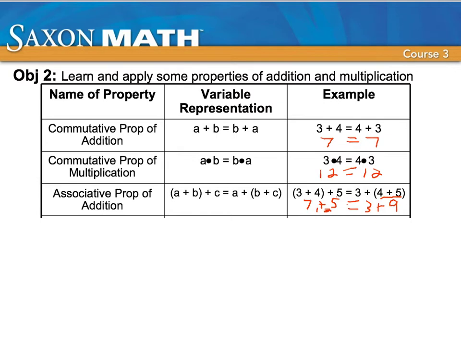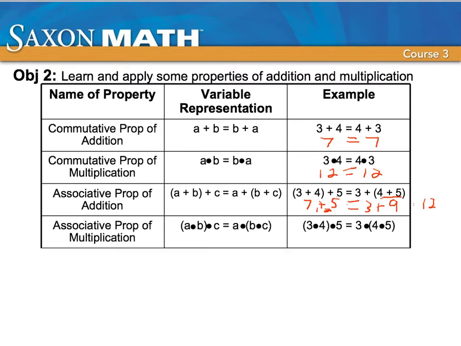And then what's 3 plus 9? That equals 12. Okay, well, I got 12 on one side, I got 12 on the other side, so that means that the associative property works, that I can arrange or rearrange how I group those numbers together. Alright, and the associative property of multiplication is the same thing but for multiplying.